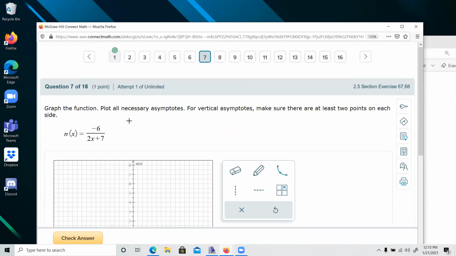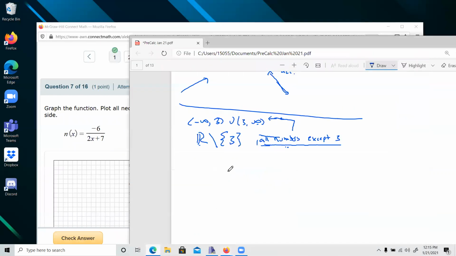Nice graph. Okay, so this graph. Okay, for vertical. Let's go ahead and plot all the necessary asymptotes, and then we'll go through all of this.